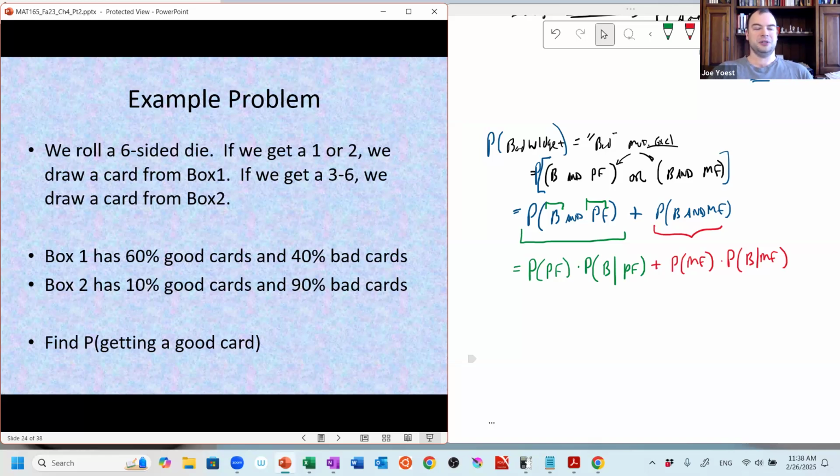Box one has 60% good cards, 40% bad cards. 60%, we win a prize, 40% we win nothing. Box two has 10% good cards, 90% bad cards. What's our overall probability of getting a good card? It's not just going to be 60% or 10% because we get sent to box one or box two some proportion of the time.